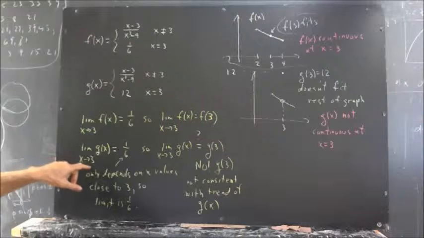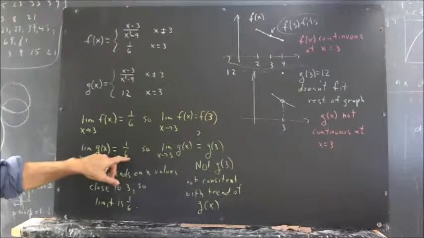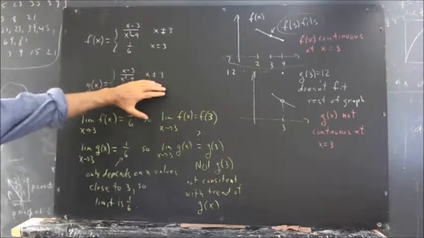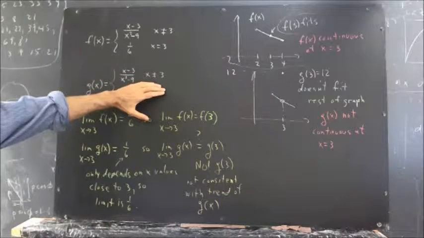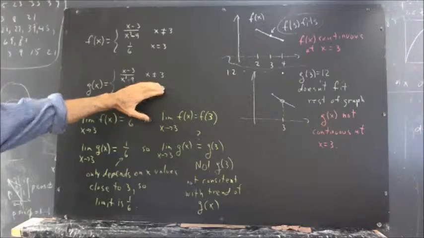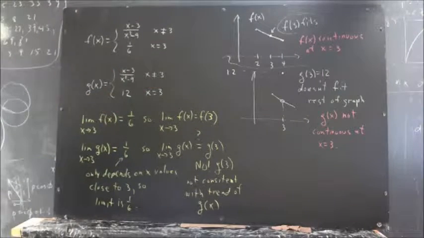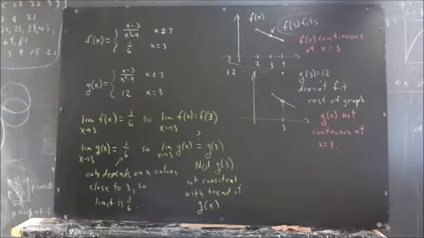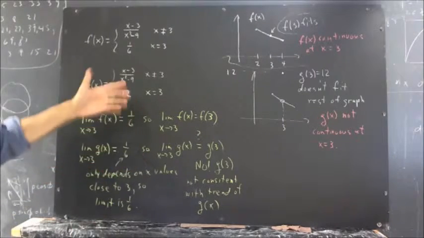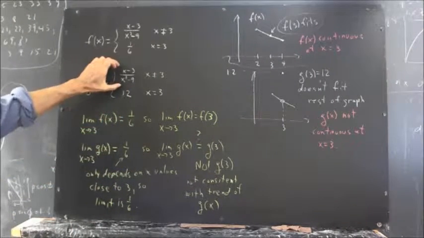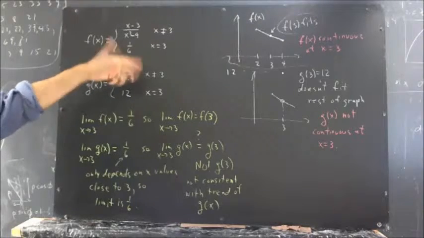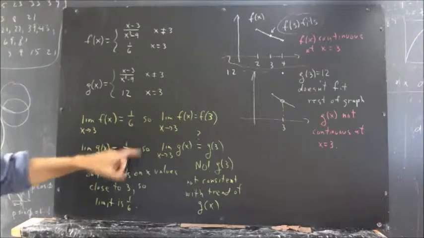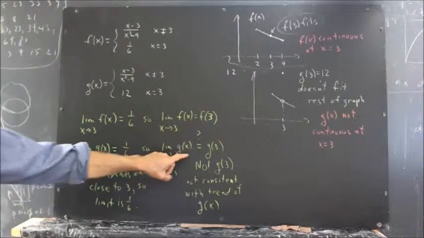The limit as x goes to 3 of g of x is still 1/6, because, as before, we don't care what g is at x equals 3. The limit only depends on what happens close to x equals 3, and that limit is therefore 1/6. Remember that this function is identical to 1 over x plus 3 whenever x is not equal to 3.